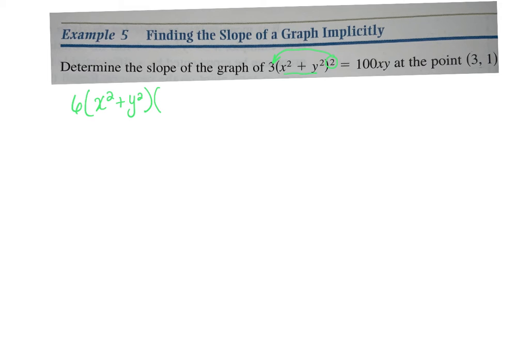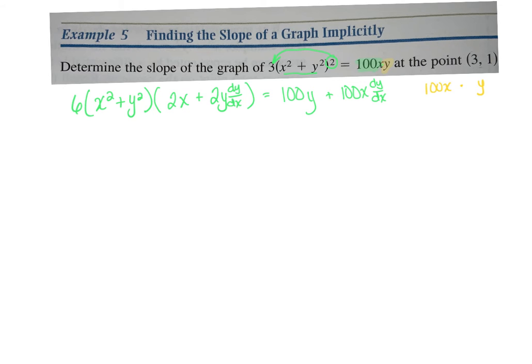So the derivative of x squared is just 2x. The derivative of y squared is going to be 2y dy dx. And now I have a dy dx. On the right-hand side, we're going to do the product rule. So if I take the 100x as my first and my y as my second, the derivative of 100x would just be 100 times my second, which is just y, plus the first, 100x, times the derivative of y, which is just 1 dy dx.